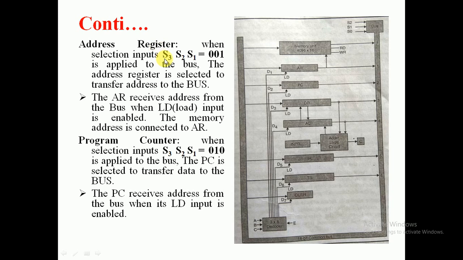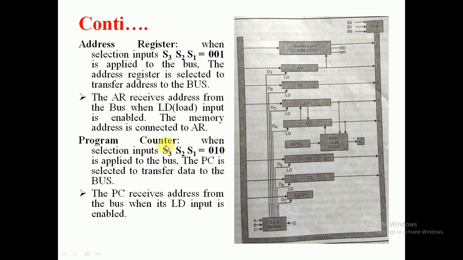Address register. When the selection inputs S2, S1, S0 are 001, it means it selected the address register and it enables the communication between the address register and the common bus. After this it transfers the addresses onto the bus. Similarly, this address register receives the content from this 16-bit common bus when this load input is enabled.